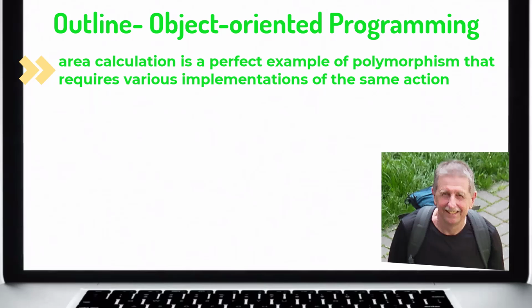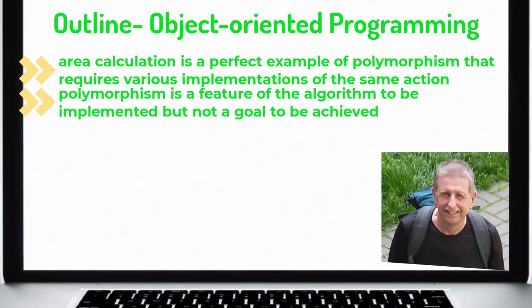Polymorphism is a Greek word that means multiformity. This way we are recognizing polymorphism as a problem to be implemented. To implement polymorphism in the algorithm, we need appropriate tools and programming patterns.